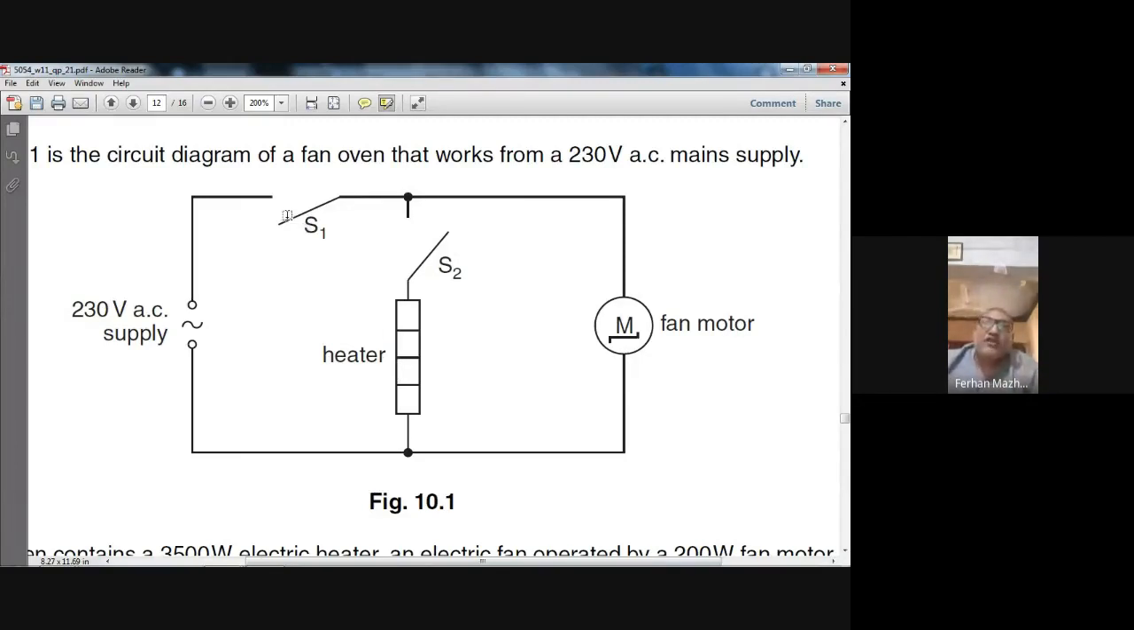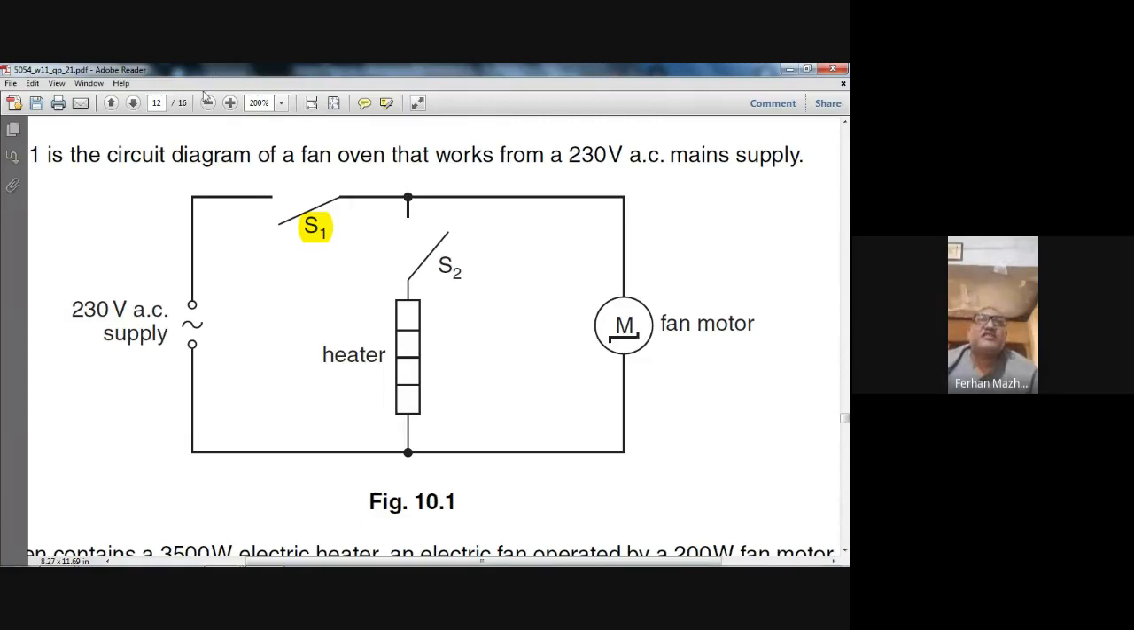Now, let's say you keep S2 closed, but you open S1. If you open S1, you see the supply of the live current to the heater and the fan, both will be cut off. If S1 is open and S2 is closed, both the things will remain off. The fan will be off, the heater will be off.